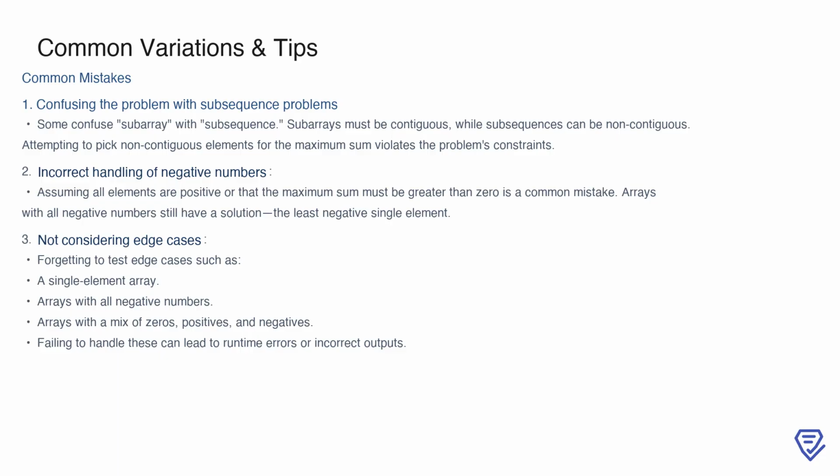Another mistake involves handling negative numbers. It's easy to assume the maximum sum will always be positive, but that's not true. For arrays consisting entirely of negative numbers, the solution is the single least negative element. Lastly, edge cases often trip people up. For instance, a single-element array, an array with all negative numbers, or arrays containing a mix of zeros, positives, and negatives. Make sure to test these scenarios thoroughly to avoid runtime errors or incorrect results.